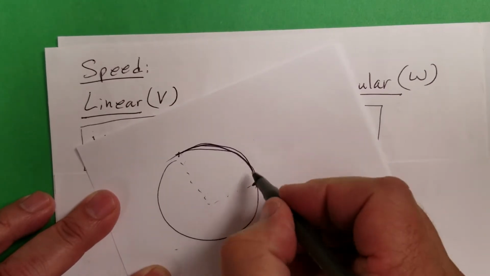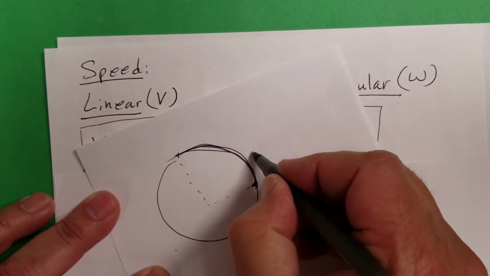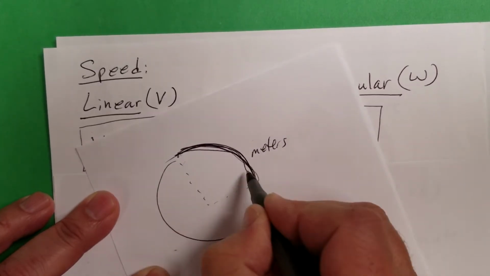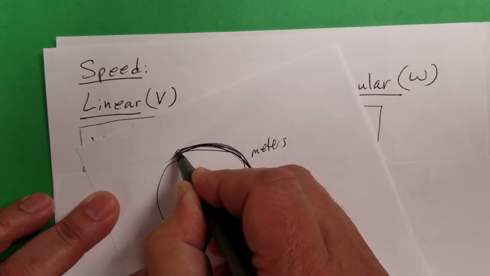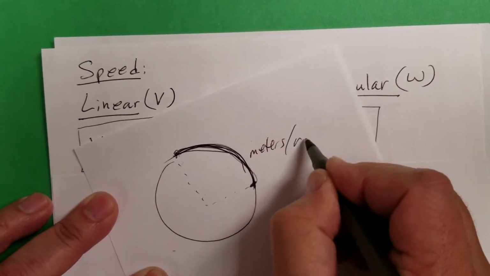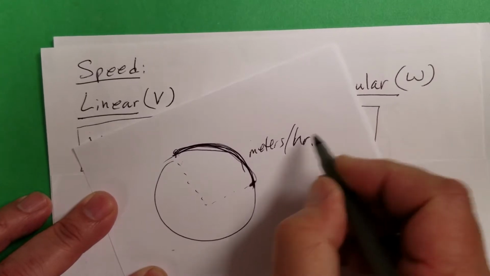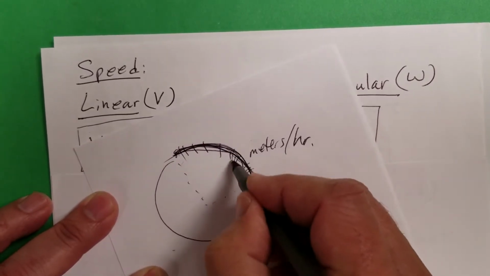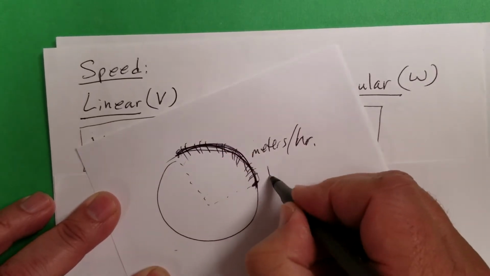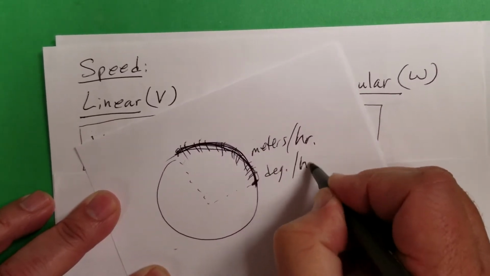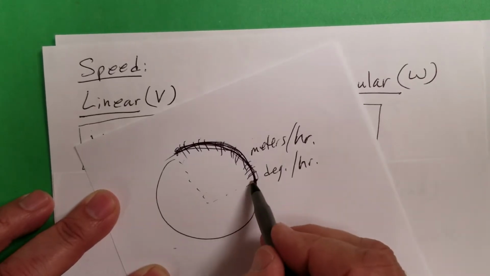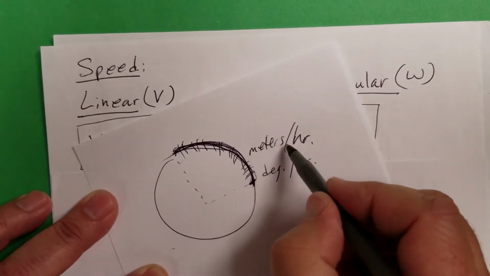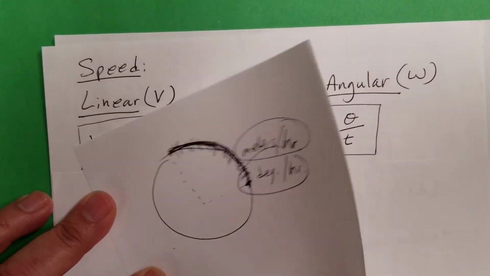I can ask you how many meters per hour did you go? Because that has a length. Or I can ask you, it also has degrees or radians. How many degrees per hour? You covered 90 degrees in, I don't know, how long did it take you? So I can ask you for speed 2 different ways. That's why there's 2 different formulas.